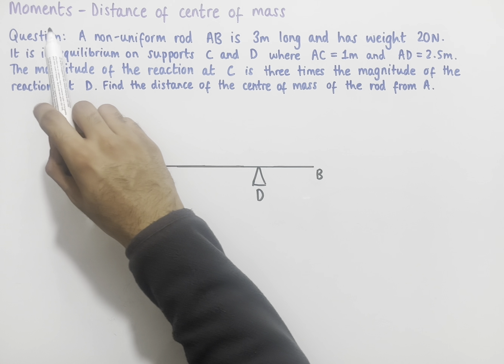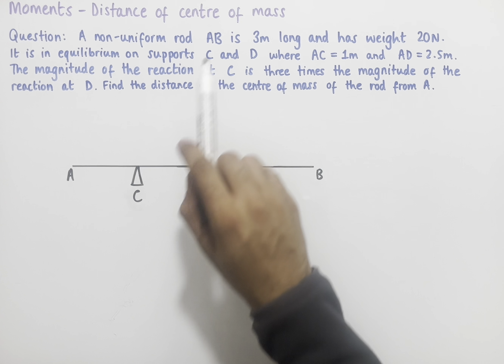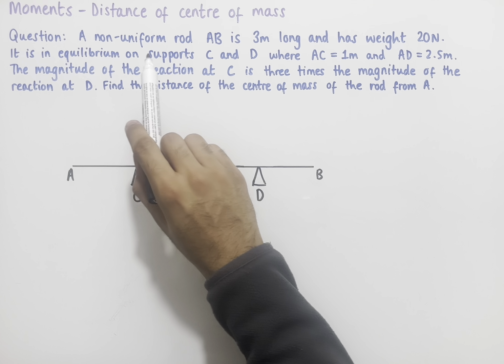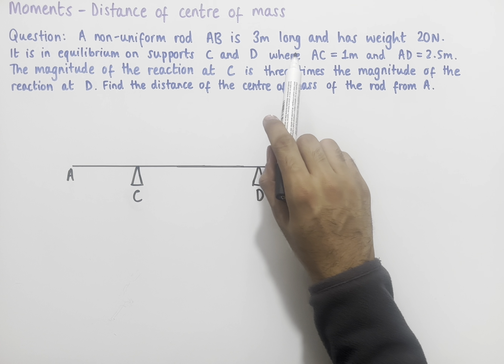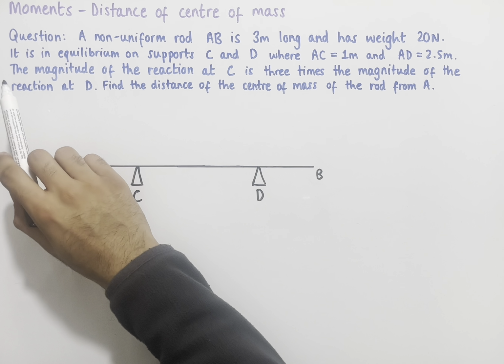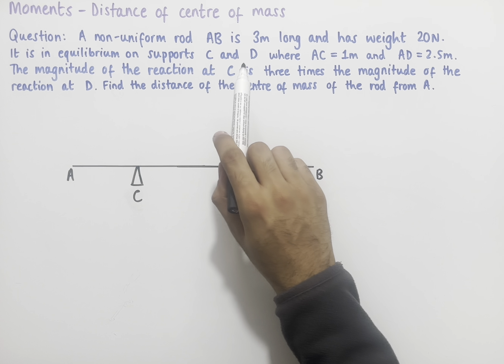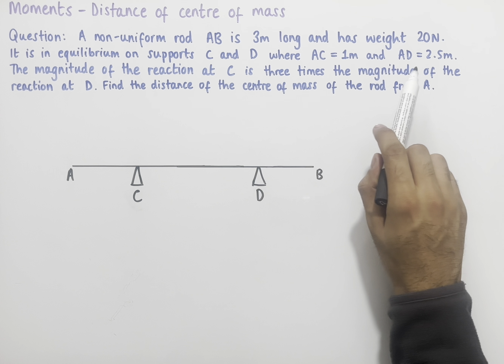Let's look at moments and finding the distance of the center of mass. So the question says a non-uniform rod AB is 3 meters long and has weight 20 newtons. It is in equilibrium on supports C and D, where AC is 1 meter and AD is 2.5 meters.